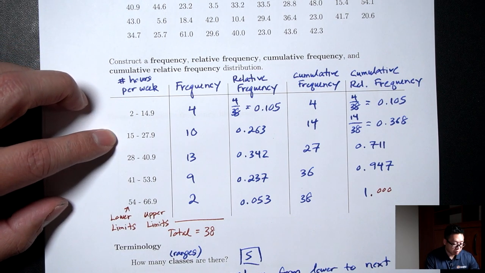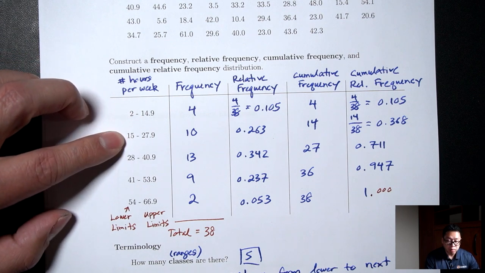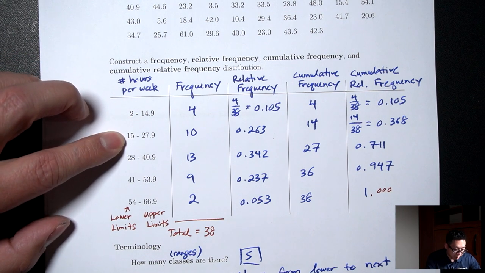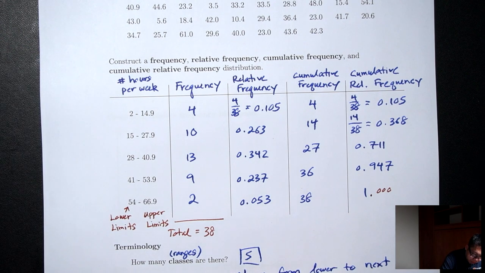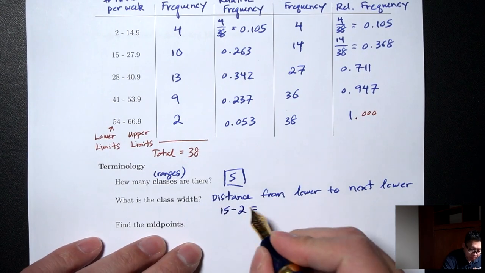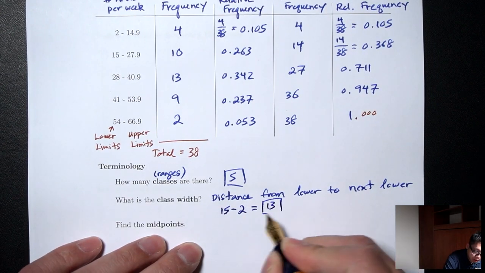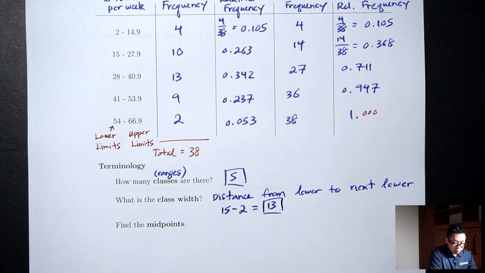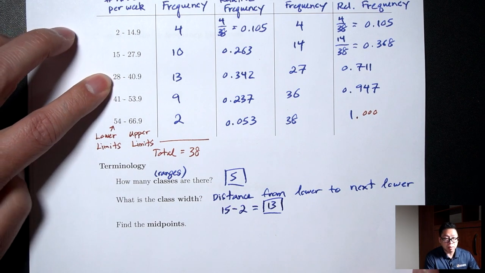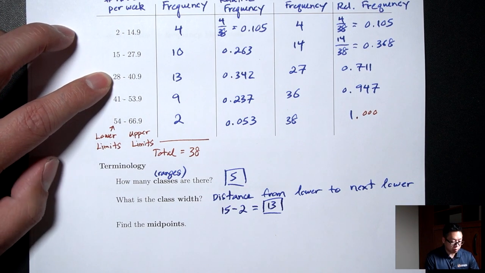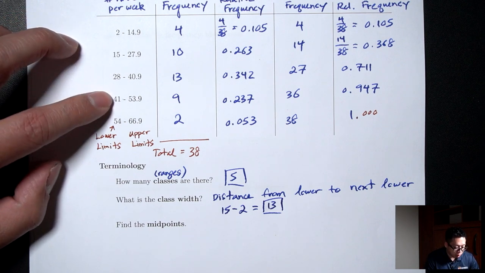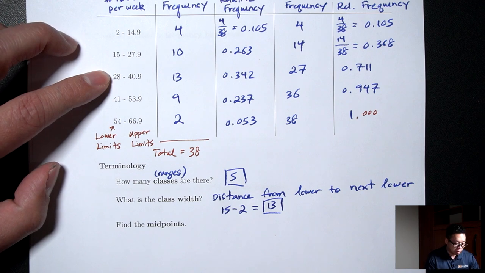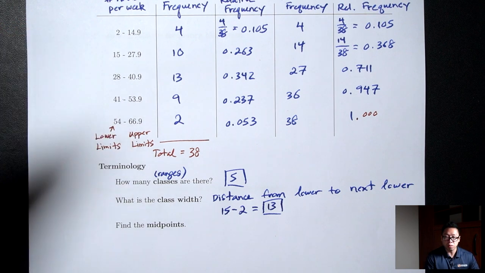Well, what you can do is take 15, which is the next lower, subtract off the previous lower. So 15 minus 2, and you get 13. And you can do that anywhere. Pick any of the lowers, 28, and then subtract the previous lower. So 28 minus 15, and you'll see that it's also 13. 41 minus 28, also 13. 54 minus 41, also 13.